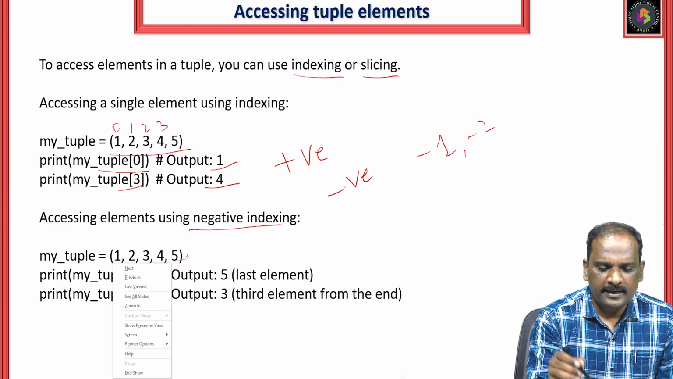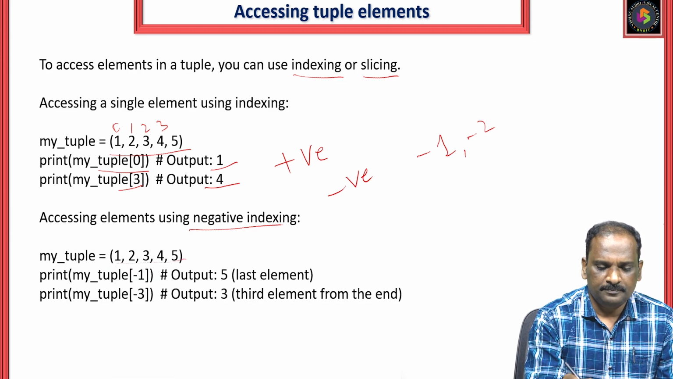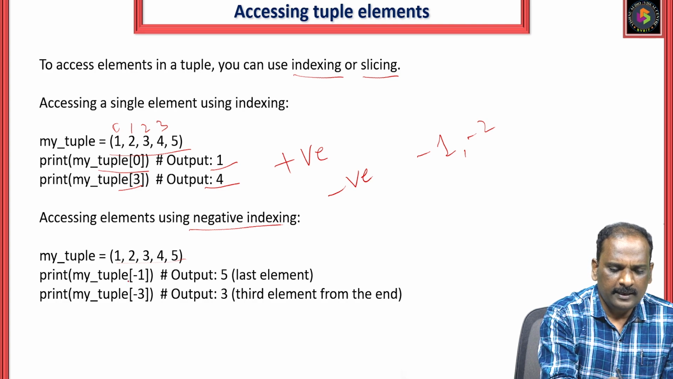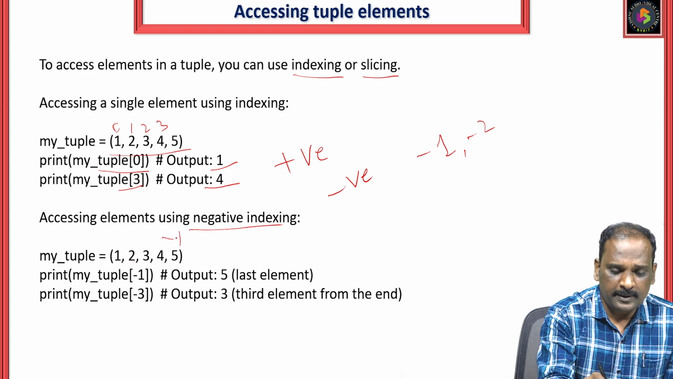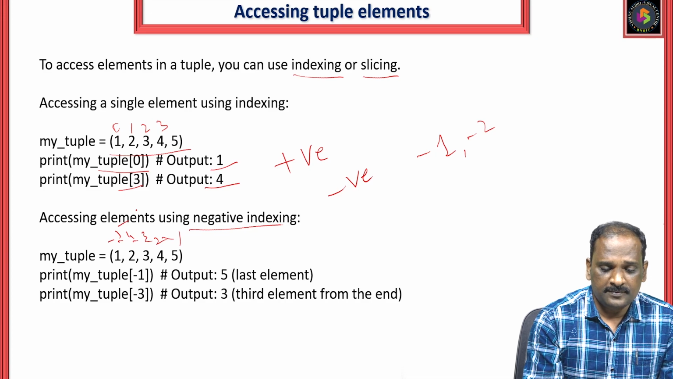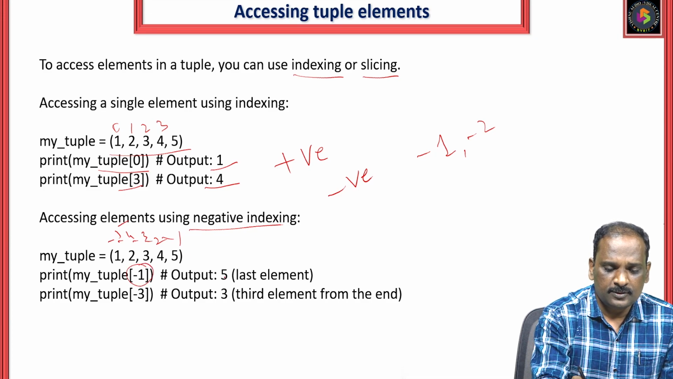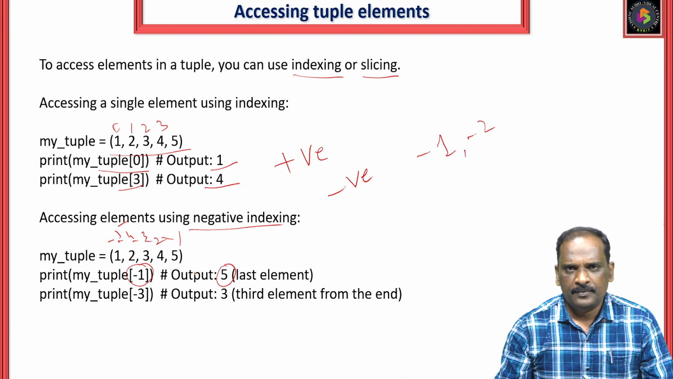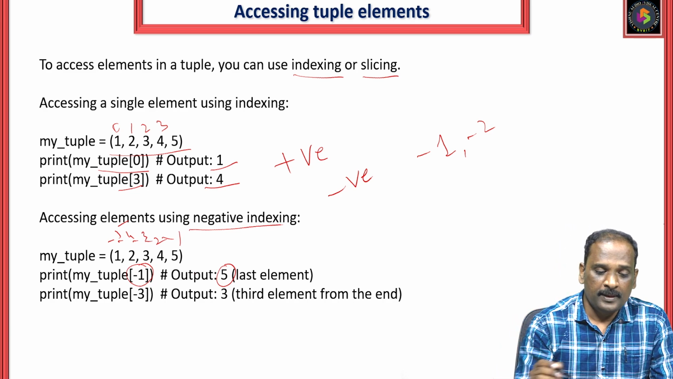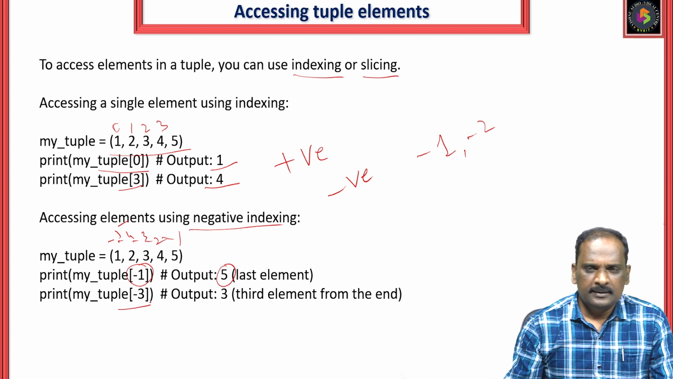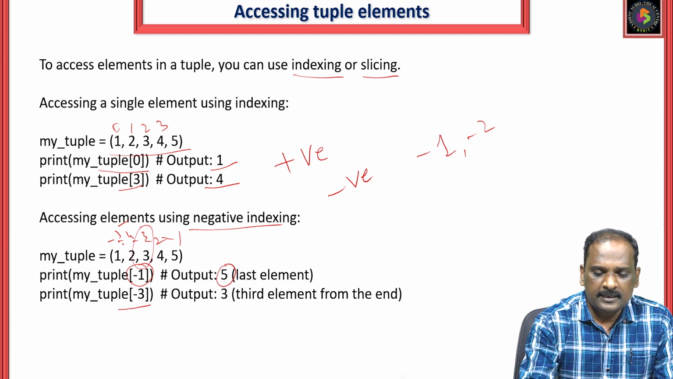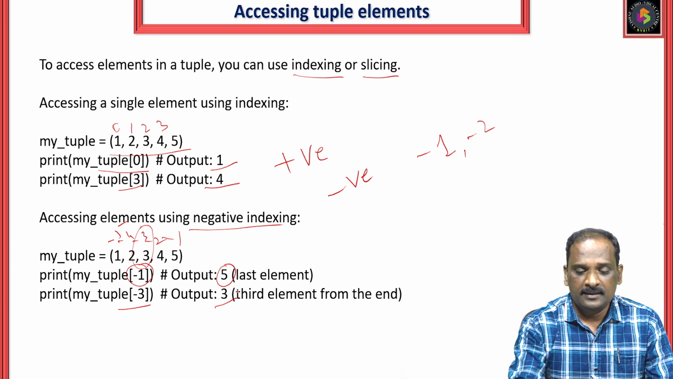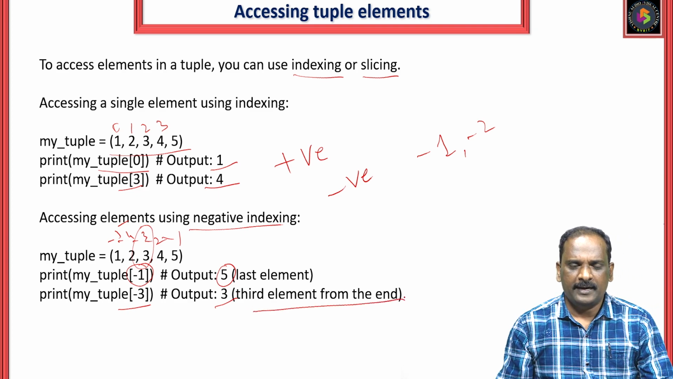My tuple is containing the elements 1, 2, 3, 4, 5. Now here I am displaying the value at index -1. So this is at index -1, this is -2, -3, -4 and -5. So here I am using -1. The value at -1 is 5. The last element is displayed. Now if I want to print t of -3, what is the value at -3? The value at -3 is 3, the third element from the end.